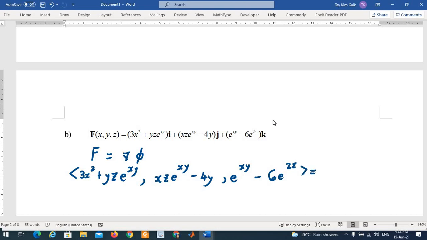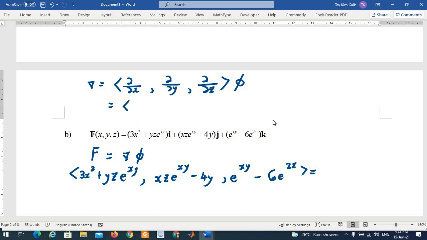Del is actually a differential operator: del x i plus del y j plus del z k. If f is 3 dimension, then del is 3 dimension. If f is 2 dimension, then your del is 2 dimension. Phi is a scalar function. That's why you have a vector multiplied with a scalar.